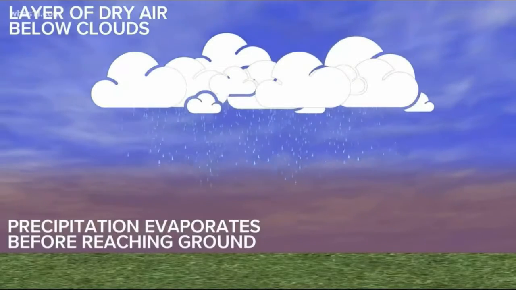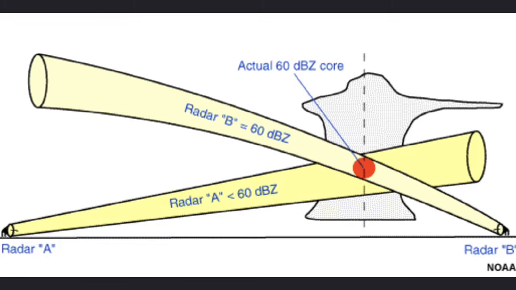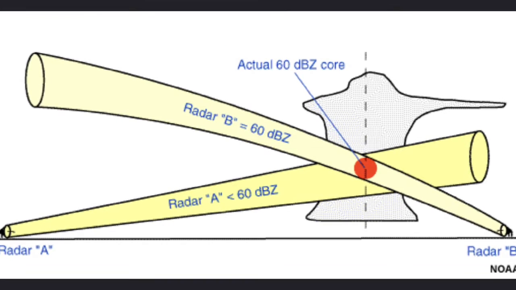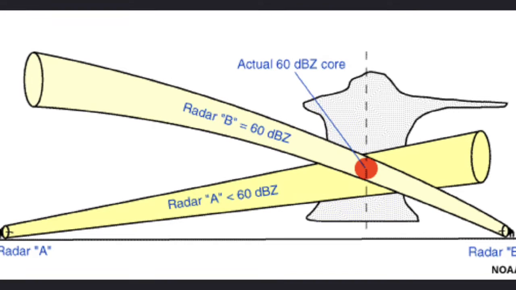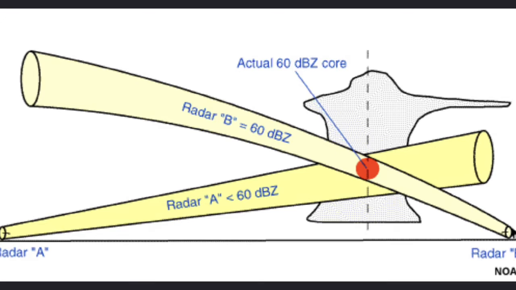Non-uniform beam filling occurs when the beam is only partially filled with hydrometeors. This leads to an underestimation in precipitation because the returned power is averaged over the entire sample volume of the beam, which results in a low calculated reflectivity.